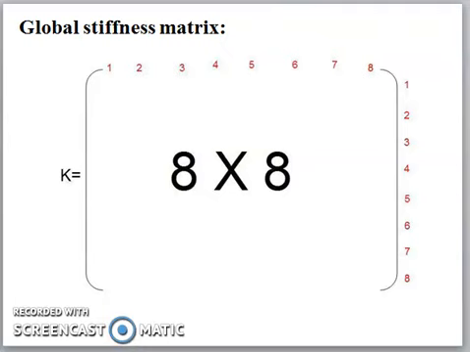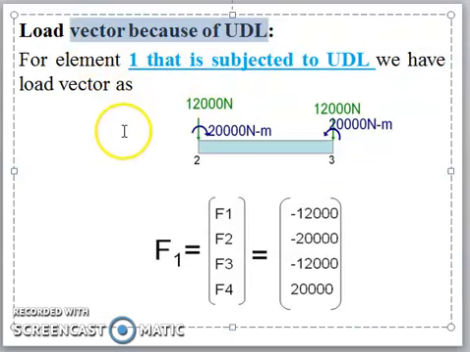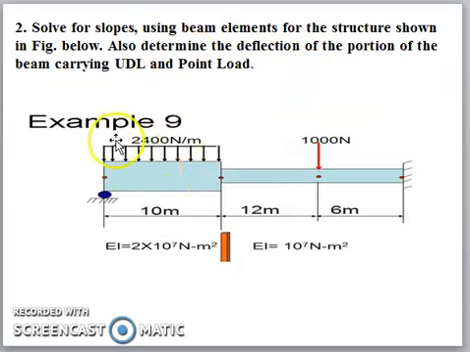Okay, after writing down the global stiffness matrix, now we'll go to the next step, load vector. Again we have a formula for the load vector, so we'll now see the load vector because of UDL. For element 1, what do we have? For element 1 we have the load vector that is subjected to load. Again I gave the hint for the load vector for UDL. For UDL we have a formula, so just go to the table.